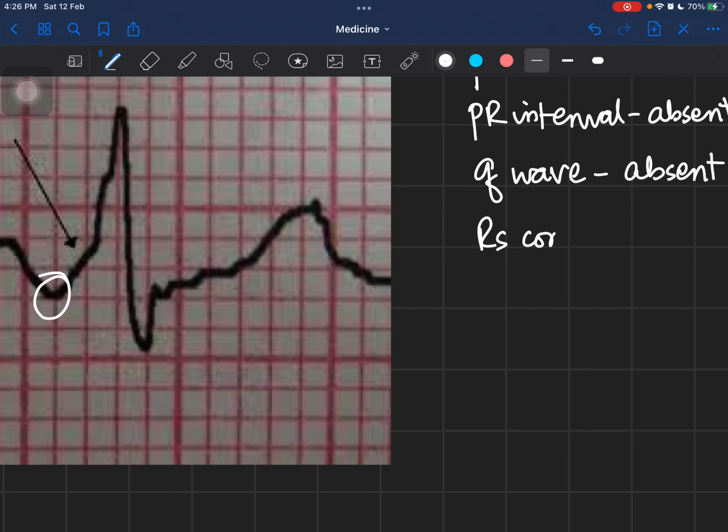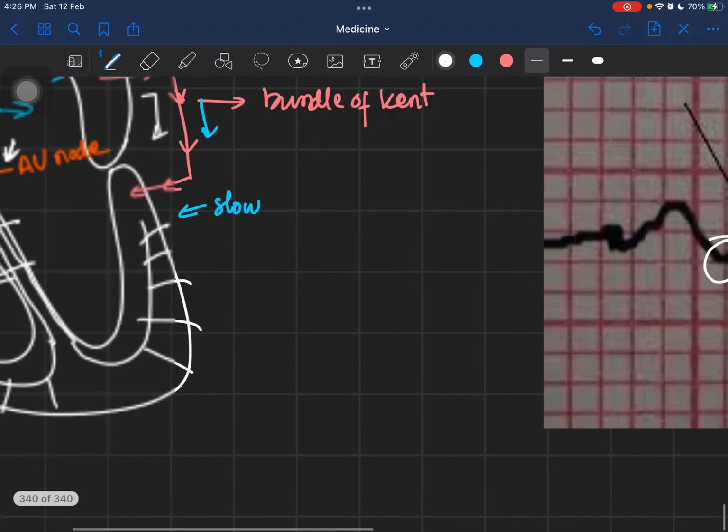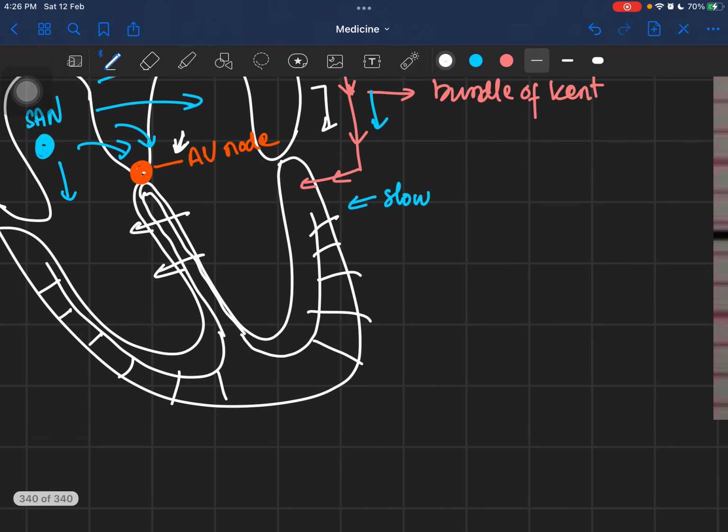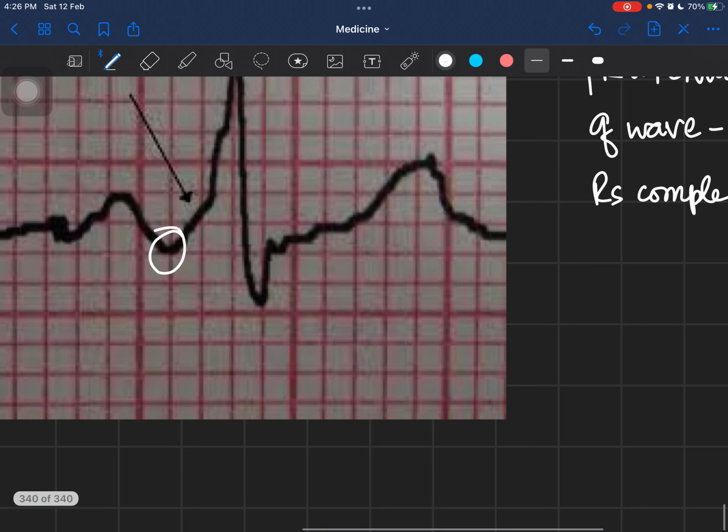So the RS complex, I told you, the current is being conducted via intermyocyte conduction. It is not being conducted via Purkinje fibers. Intermyocyte conduction is very slow. So the RS complex would be broad. The normal QRS complex takes about 80 to 100 milliseconds, that is 2 to 2.5 small boxes, for a normal ventricular depolarization to complete from beginning to end.